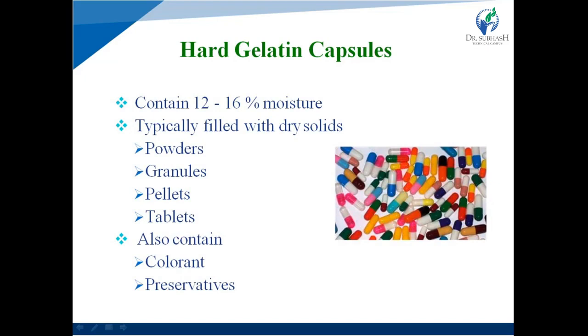Hard gelatin capsule contains 12 to 16% of moisture. Typically, hard gelatin capsules are used for filling of dry solid substances like powder substances, granules, pellets, or tablet preparation. Hard gelatin capsules also contain colorant and various types of preservatives.